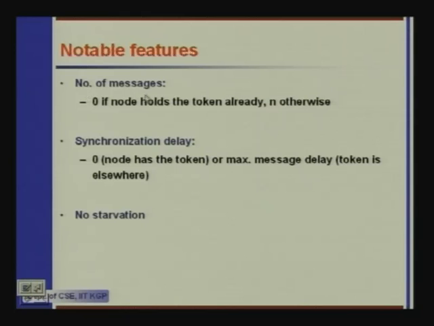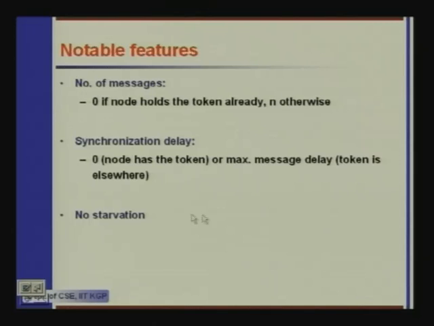Right now, let us look at these features. The number of messages in this algorithm is 0 if the node already holds the token and there are no pending requests, and it is n otherwise. Why n? Because I have to broadcast, right. And then after that I do not have to send any messages anymore, I just broadcast my request and the token in due course of time will come to me.